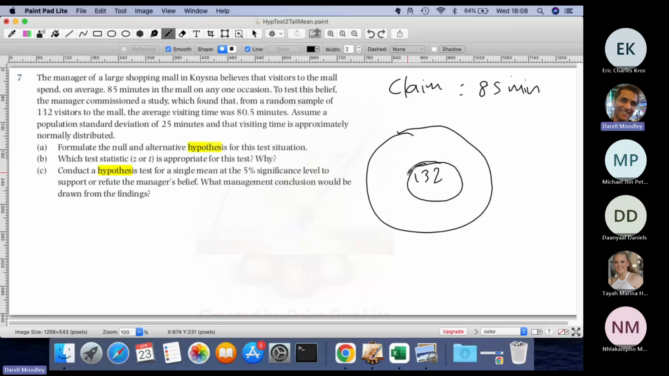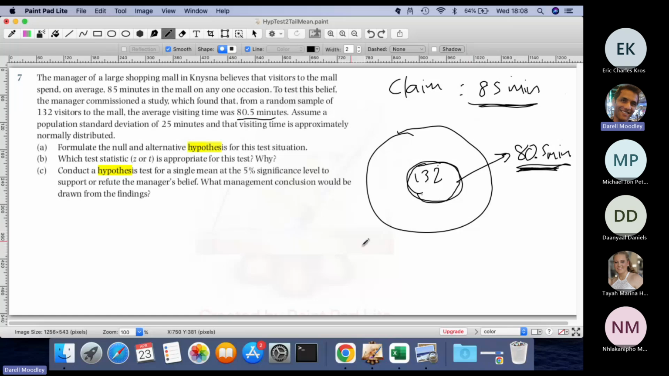And out of these 132 people, what we found is that the average shopping time for these people is 80.5 minutes. Right, so that's what's given here. That's what the average is. So if you look at this, it's 80.5 and this is 85. It's pretty close, about 4.5 minutes off. And is it enough to say that what this manager is claiming is false?